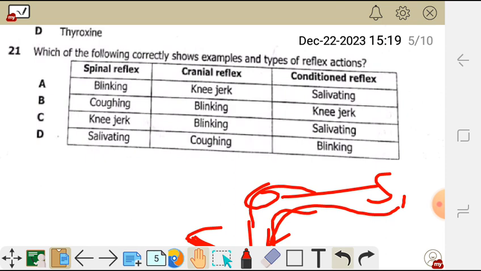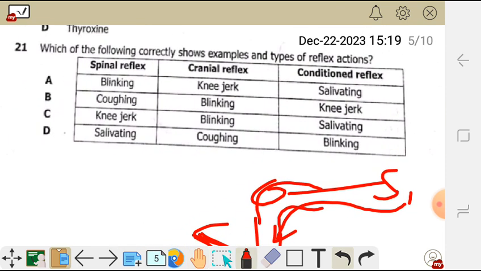And then blinking, we know blinking in the eyes. Then salivating, we also know what salivating is. So in the spinal reflex, as I've already said, we are observing knee jerk. Then in the cranial reflex, blinking, and then in conditioned reflex.